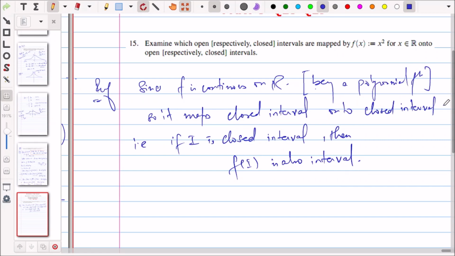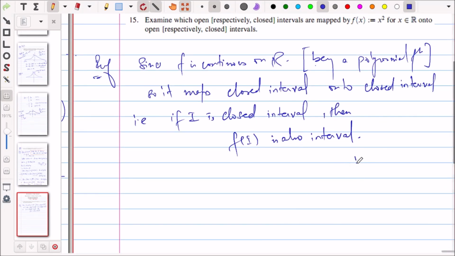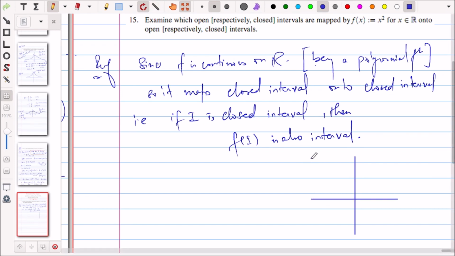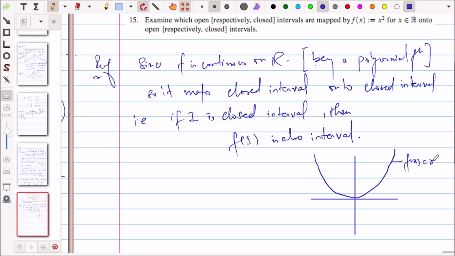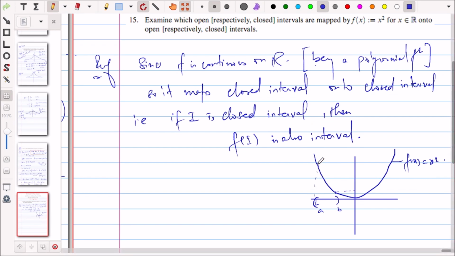Now let us look at the graph of the function f(x) equal to x square. So this is your f(x) equal to x square, and as you can see, if I take any open interval (a, b) here, then the corresponding image will also be an open interval, right? So this is your f(a), this is your f(b). So the corresponding interval is also an open interval.